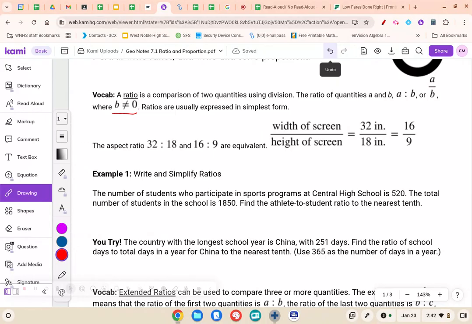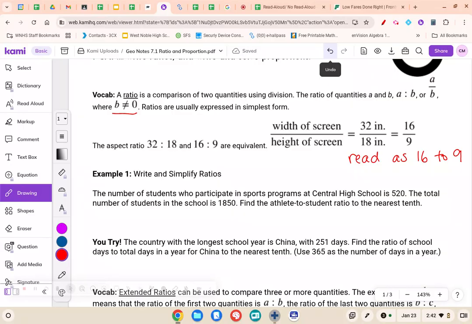So the aspect ratio, 32 to 18 and 16 to 9 are equivalent, because if you reduce 32 over 18, you get 16 to 9. So if you're thinking of like a TV, you often have this width of the screen, which would be 32, and the height of the screen, which would be 18, which would be a 16 to 9 ratio, which is pretty normal for a lot of TVs. And this, guys, we read as 16 to 9.